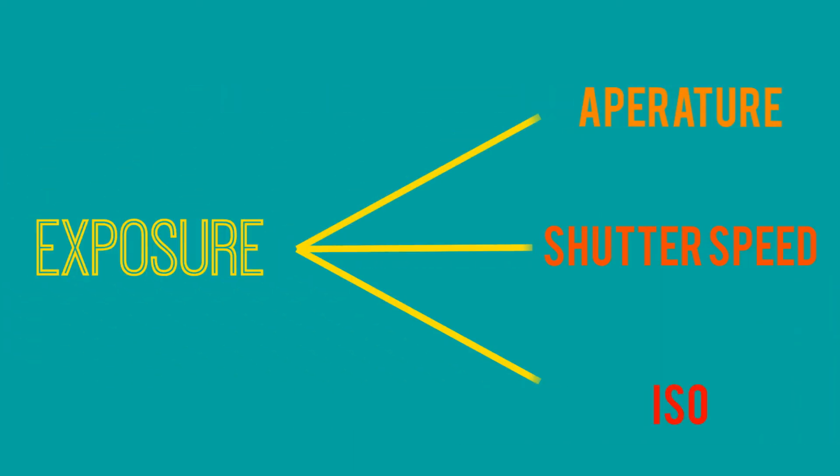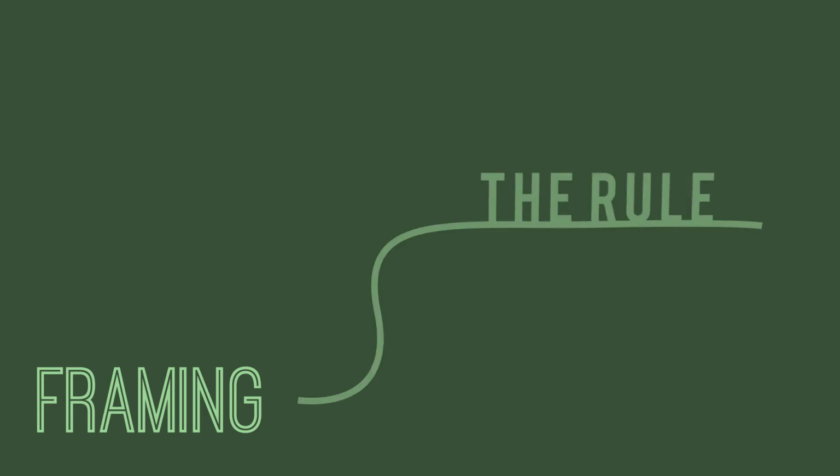The final photo element is framing, which is how you position the parts of your photo in the shot. The way you organize the shot is up to you, but if you're not certain how to position your subject to make it look interesting, you should try the rule of thirds.